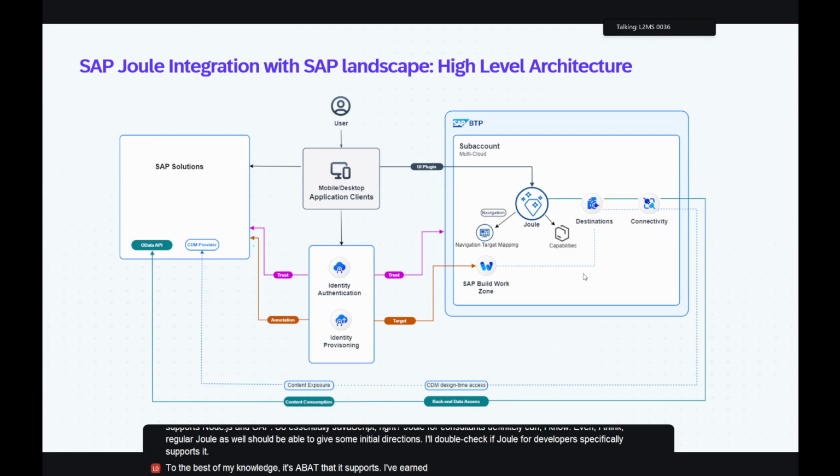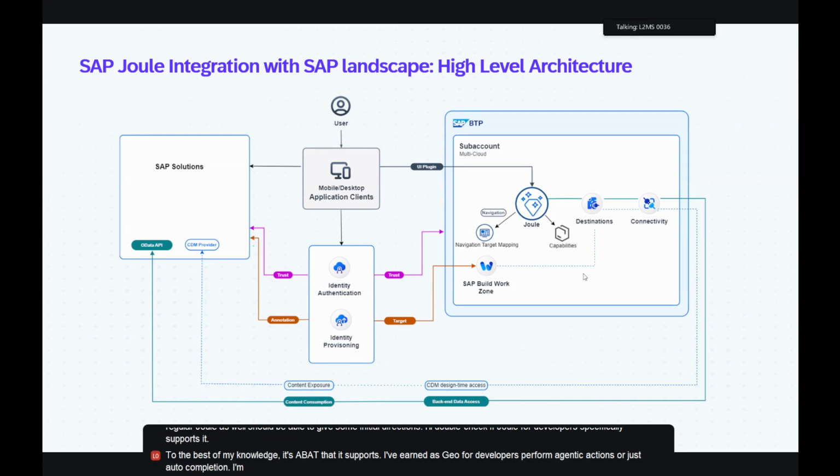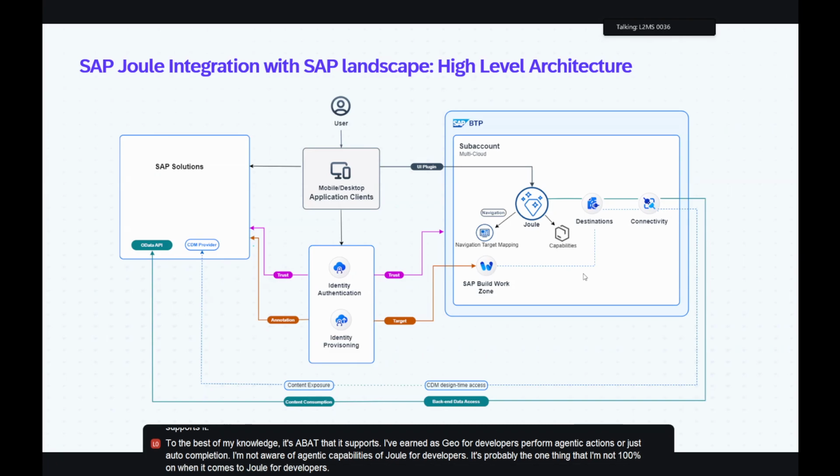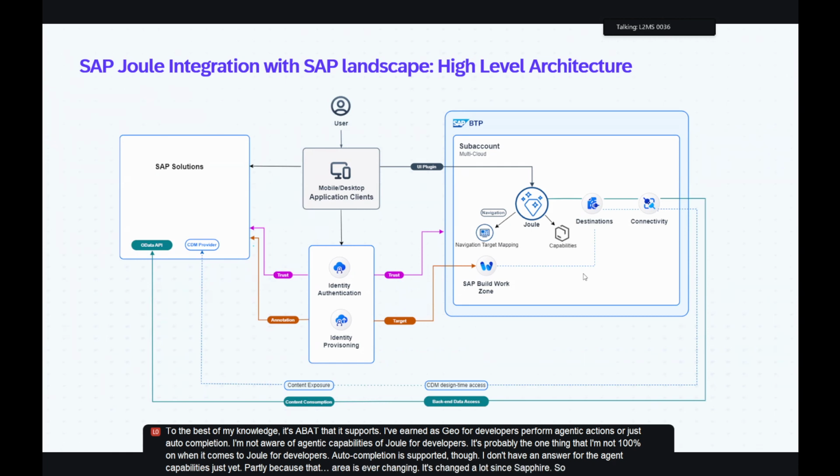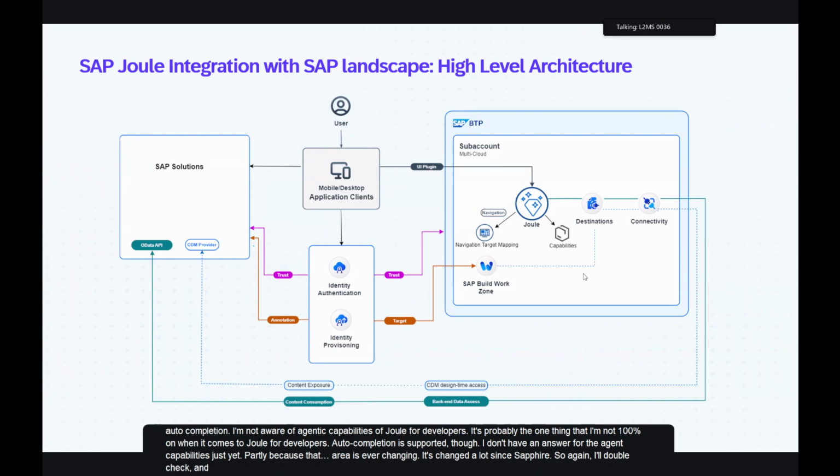Varun, does Joule for Developers perform agentic actions or just auto-completion? I'm not aware of the agentic capabilities of Joule for Developers. It's probably the one thing that I'm not 100% on when it comes to Joule for Developers. Auto-completion is supported though. I don't have an answer for the agentic capabilities just yet, partly because that area is ever changing. It's changed a lot since Sapphire. So again, I'll double check. And if you could shoot me an email about that, I'll see if I can get that information out to you.